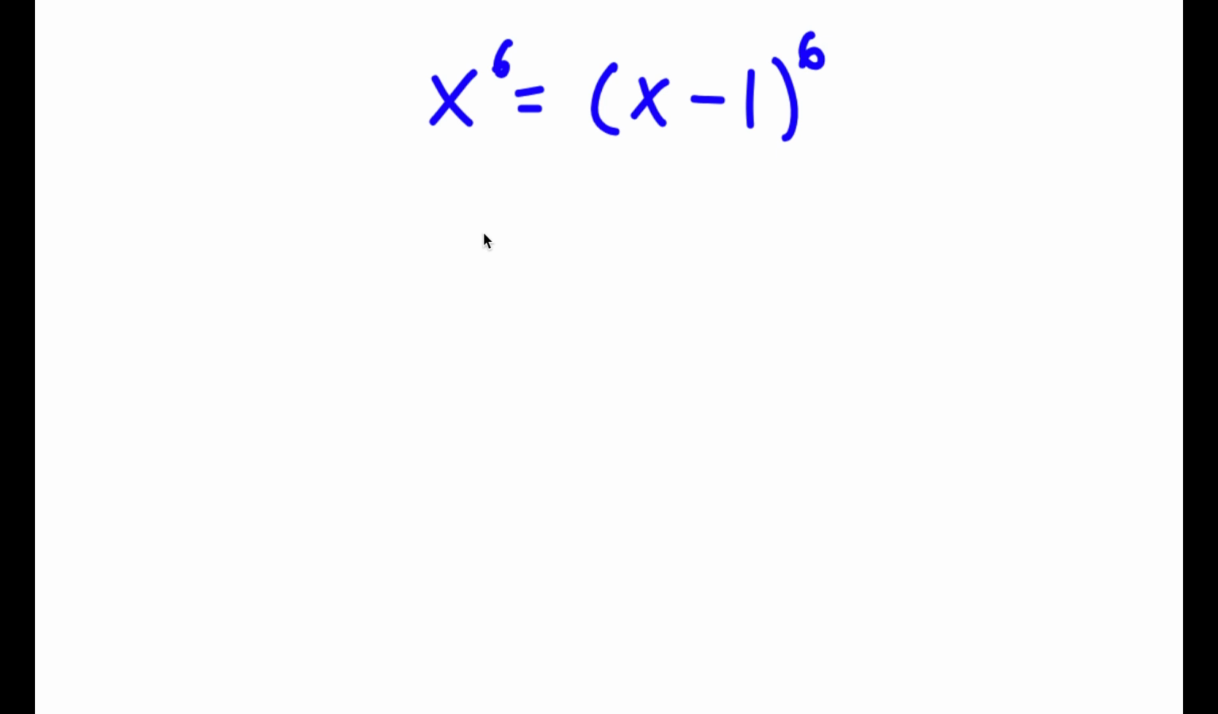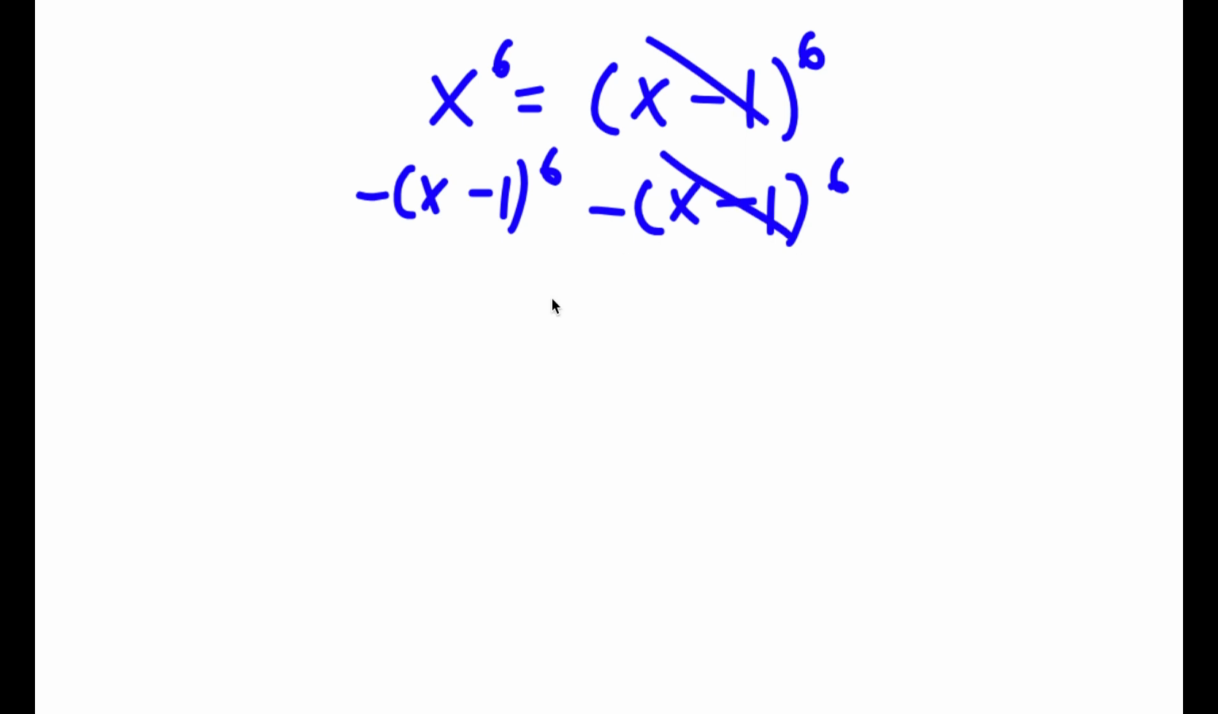Alright, so in this problem, I have x to the power of 6 is equal to x minus 1 to the power of 6. So I'm going to first start by subtracting x minus 1 to the power of 6 on both sides. So then these two cancel out, and now I have x to the power of 6 minus x minus 1 to the power of 6 is equal to 0.